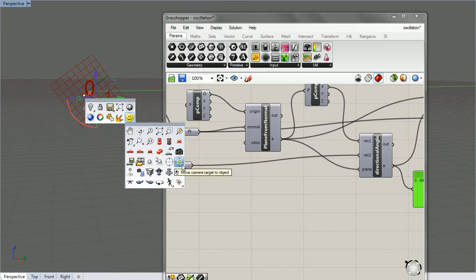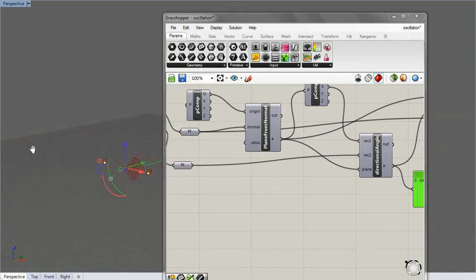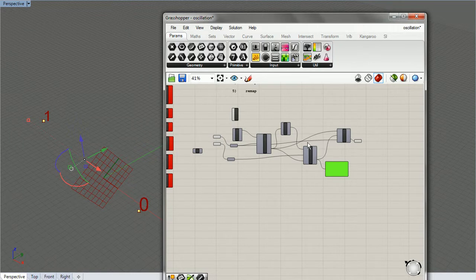So now that we have that set up, let's go ahead and stop there and then come back and write our Python component.